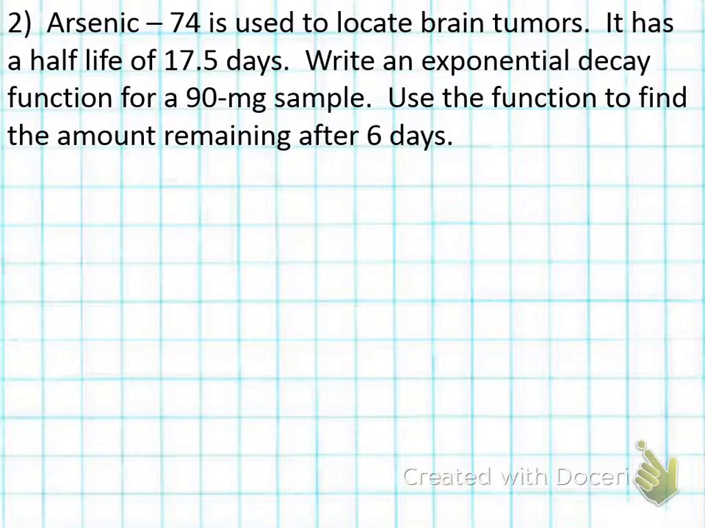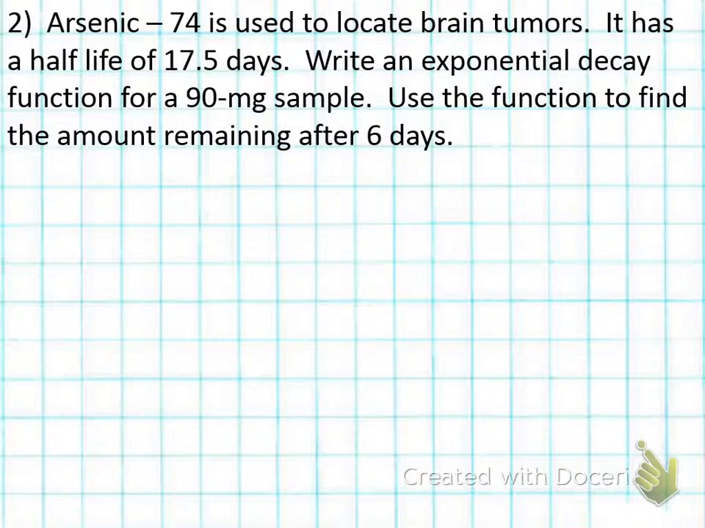Arsenic. Arsenic 74 is used to locate brain tumors, okay? How about that? Can someone else Google, or someone Google what arsenic is used for? Google, what is arsenic used for? Okay. See if there's anything else. Good job, Araya. Pretty quick.